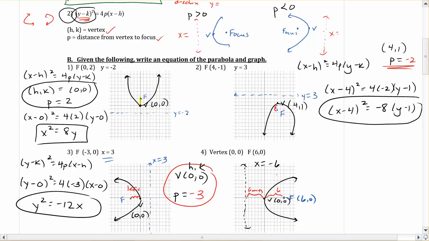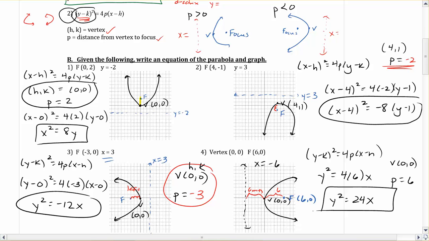All right. Because my graph faces to the right, I know I have to use the (y minus k) squared equals 4p(x minus h) equation. I know my vertex is (0, 0), and my p-value is the distance from vertex to focus. If you count from vertex to focus, it's going to be 6. So let's plug in. The 0s are going to go away. You might quickly say, if my k is 0 and h is 0, I'm just left with y squared equals 4p x. If I clean that up, I get 24x, and my answer is y squared equals 24x.